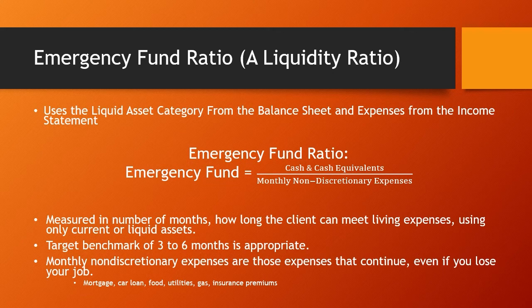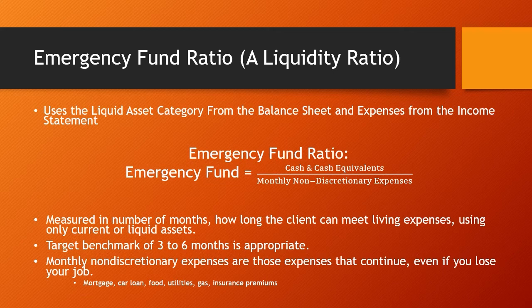Cash equivalents are things like CDs, money markets, checking accounts, savings accounts. Okay, those are all cash equivalents. It's just another way of saying cash and liquid assets. Cash is a liquid asset. So liquid assets on top. On the bottom, what's on the bottom? So that's the numerator. What's the denominator?